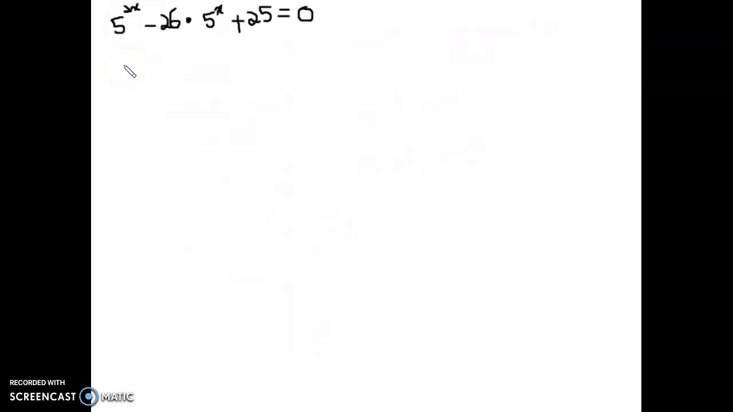We are given the equation 5 to the power of 2x minus 26 multiplied by 5 to the power of x plus 25 is equal to 0. And what we're asked to do is find the value of x.